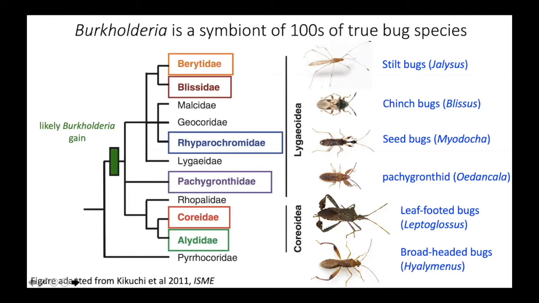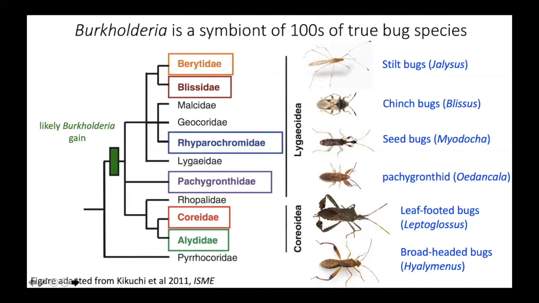There's also Burkholderia in things like chinch bugs, which are bugs that will naturally feed on wild prairie grasses. They can also sometimes feed on turf grasses, so sometimes they're considered pests in lawns. Burkholderia will associate with things like seed bugs, which you may see on things like your bee balm, your Monarda.